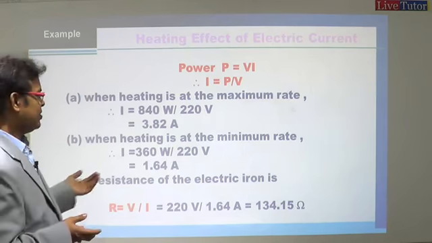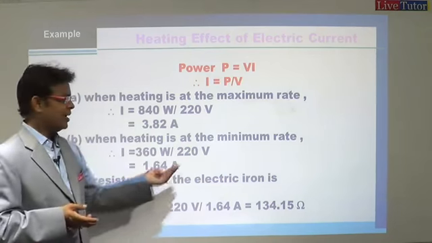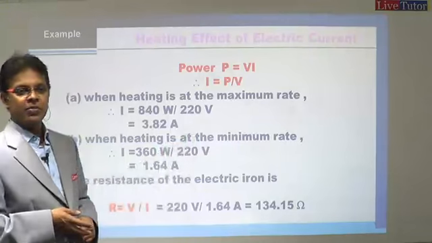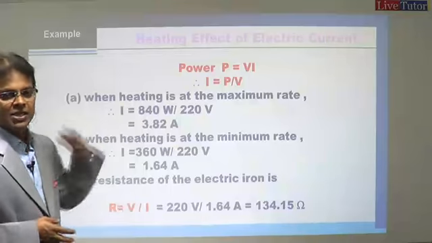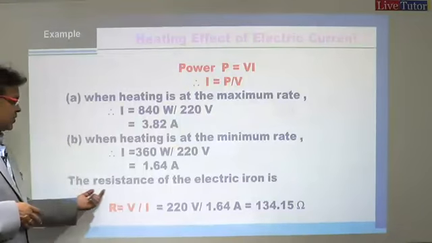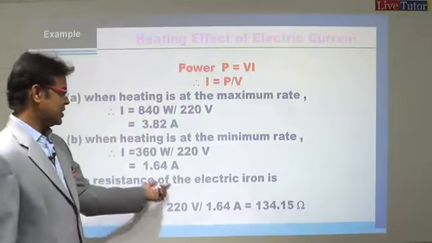Exactly. When heating is minimum, or when current is minimum, the heat generated is also minimum. When current is more, the heat is also more. That is what we understand. Okay. So next we know how to calculate the resistance.